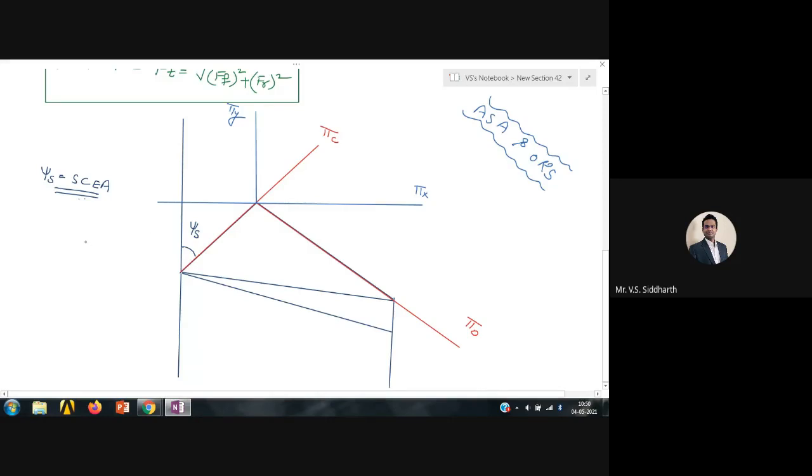Just observe one thing. If I make psi s equal to 0, if this angle becomes 0, then what will happen? This cutting plane will coincide with the pi y plane, and alpha naught plane coincides with the pi x plane. Do you admit or not? Pi x and pi y, what are they?